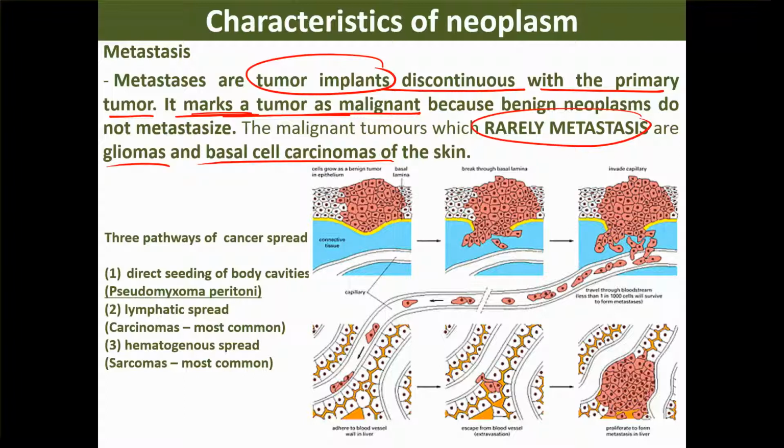How do they spread? They can spread directly into the body cavities, for example pseudomyxoma peritonei. They can spread through the lymphatics; carcinomas spread through the lymphatics. They can also spread through the blood vessels. Sarcomas most commonly spread through the blood vessels. So this ends the lecture.